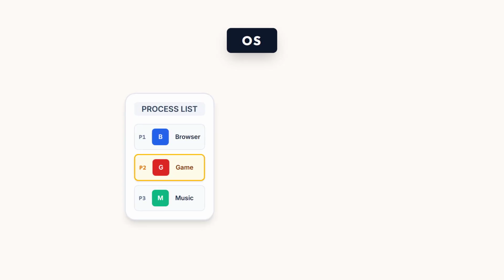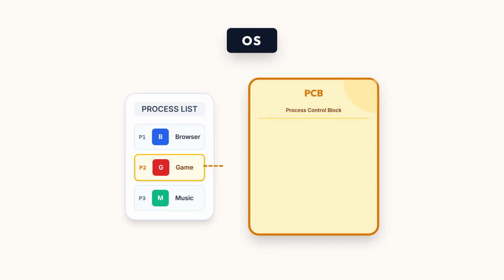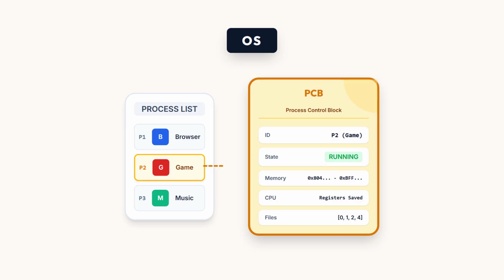The operating system keeps track of all processes using special data structures. You can think of it like a list of all active processes. Each process has a record called a process control block, or PCB. This contains all important information about the process, like its ID, its current state, memory details, CPU state, and open files. The OS uses this information to manage and switch between processes efficiently.